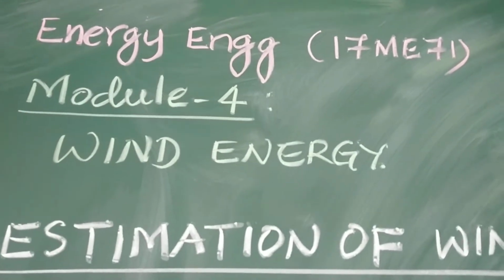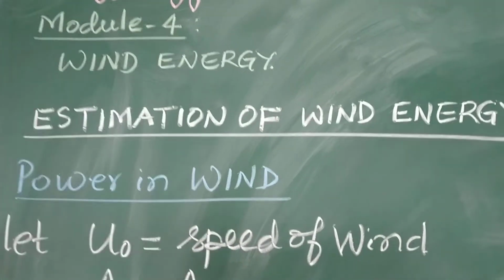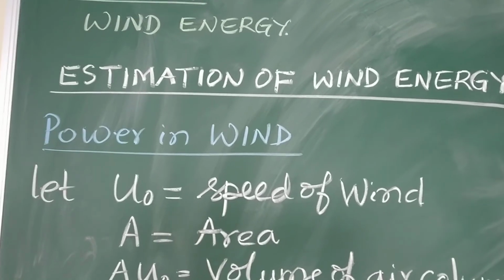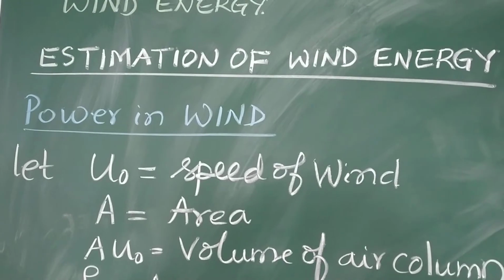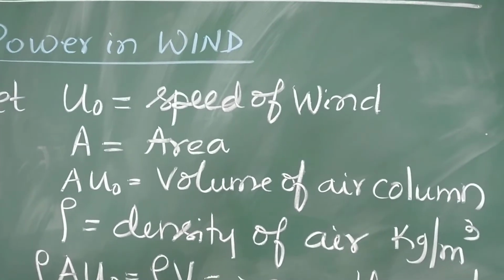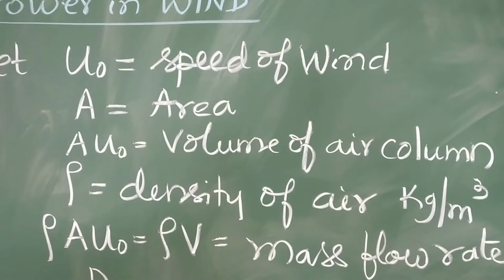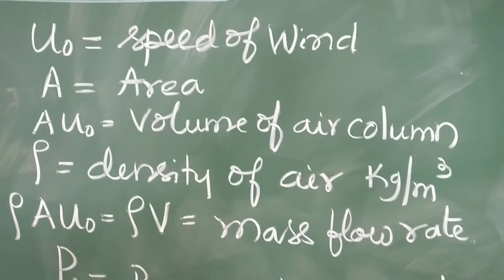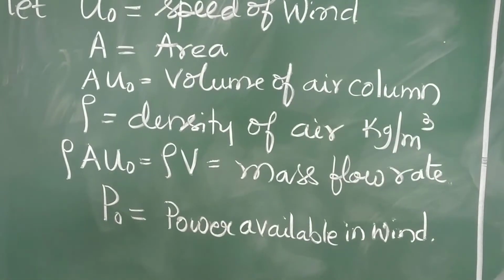Under module 4, wind energy topic, today's topic is estimation of wind energy. Let us discuss how to determine the power available in wind energy. Let U naught equal the speed of wind, A equal the area, and the product of area into speed is the volume of air column. Rho is the density of air in kg per meter cube.